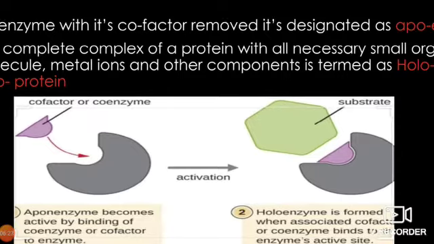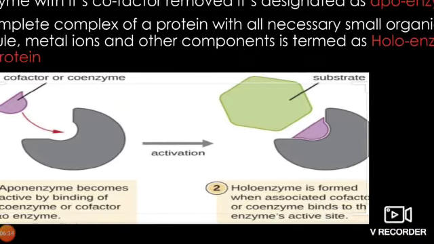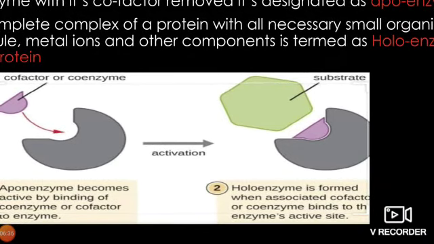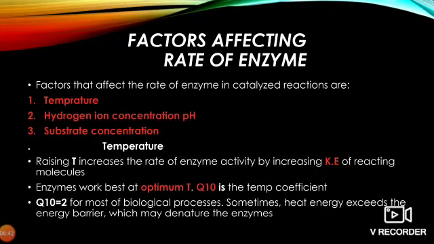We can see in the given image the cofactors or coenzymes, and the apoenzyme becomes active by binding of the coenzyme or cofactor to the enzyme, while the holoenzyme is formed when the associated cofactors or coenzymes bind to the enzyme's active site. The next one is about the factors affecting the rate of enzymes.